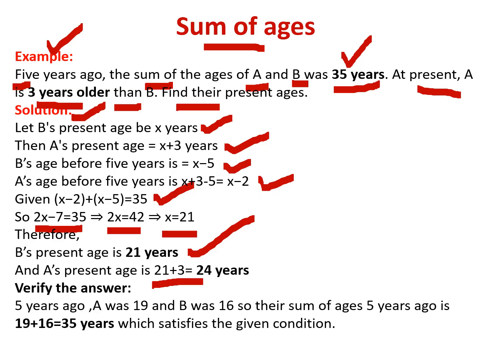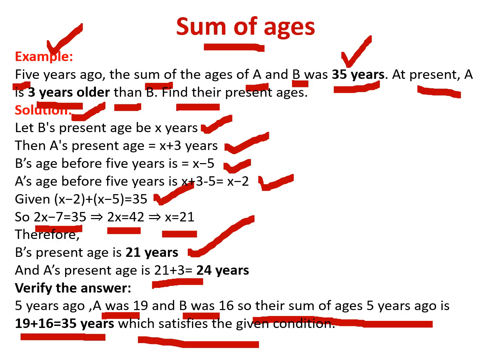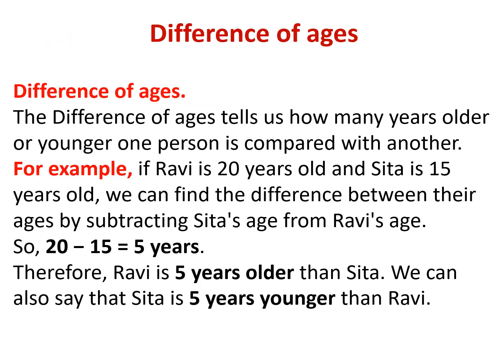Now let us quickly verify the answer. 5 years ago, A was 19 years and B was 16 years. So the sum of ages 5 years ago is 19 plus 16 is equal to 35 years, which satisfies the given condition. Now, let us move on to the next type of age relationship, which is difference of ages.